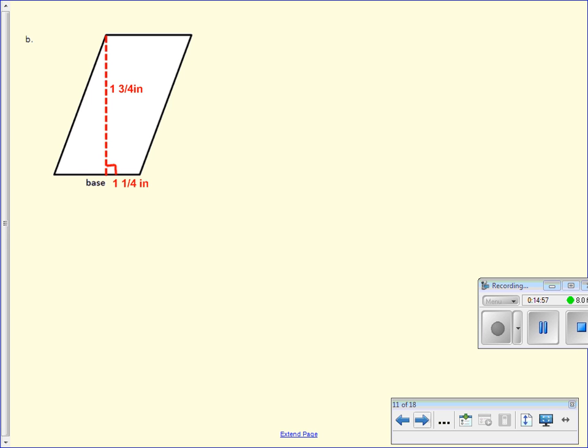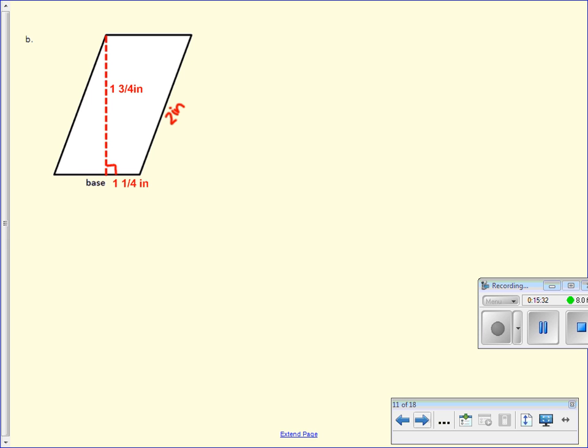The base is 1 and 1/4 inch. The height is 1 3/4 inches. So please label the measurement of your base and your height. If we measured the side, it would have been 2 inches. This was 2 inches, but we don't need that. I just want to show you how the side is longer than the height.